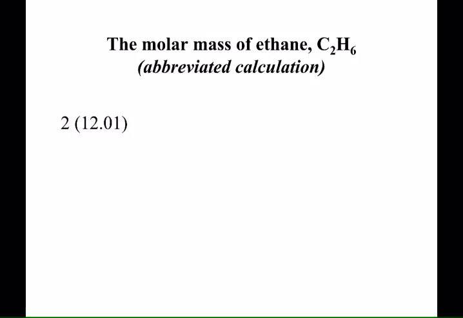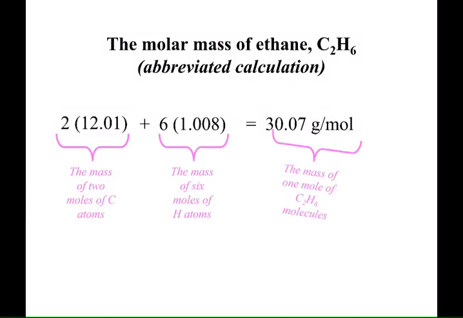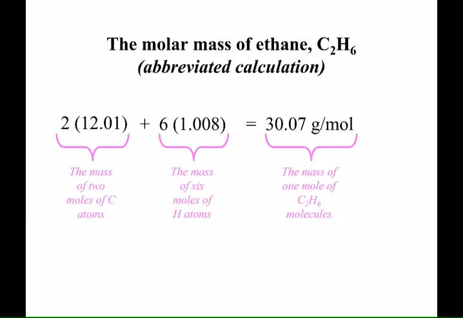Can you see where this represents the carbon? 2 times 12.01, and this represents the hydrogen, 6 times 1.008. Of course, those decimal numbers are from the periodic table. Those whole numbers are from the formula. And then when I crunch that through my calculator, I get the value again, 30.07, rounded to 2 decimals.